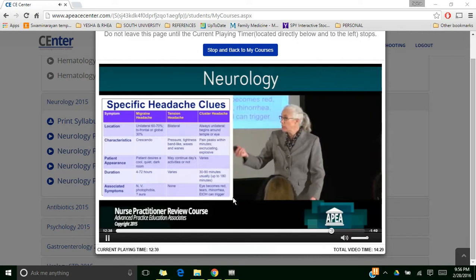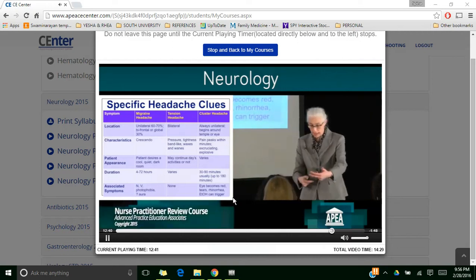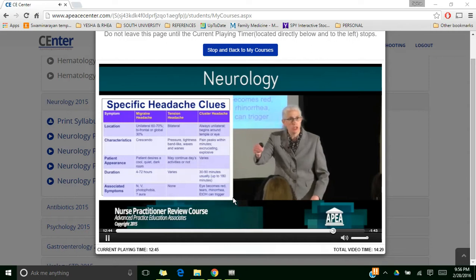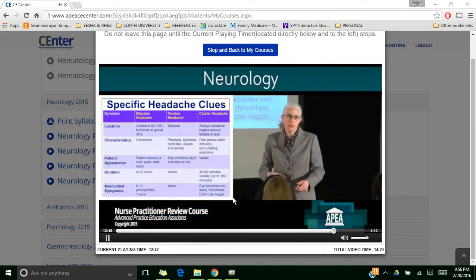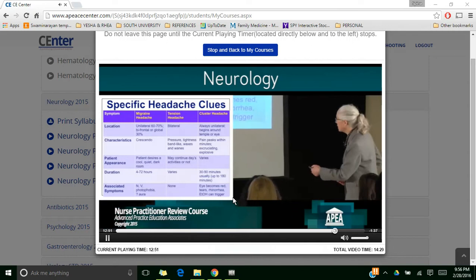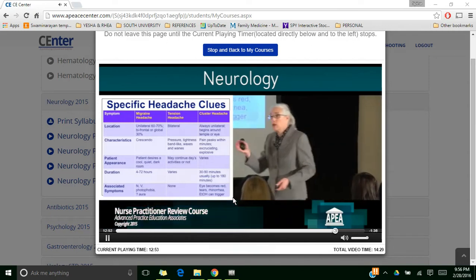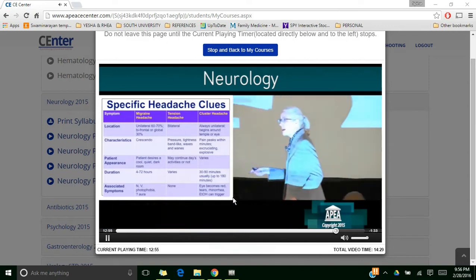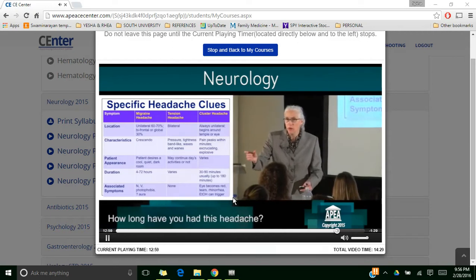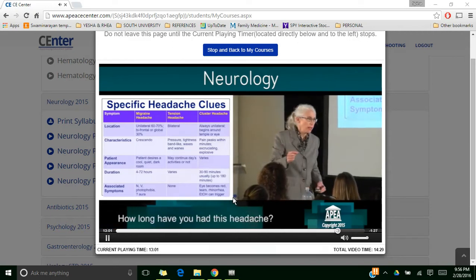Look at the 4th of the 5 things you need to get. This, to me, is one of the most important things I ask a patient about. How long have you had this headache? The classic migraine without medication intervention lasts between 4 and 72 hours. If the patient tells me, I've had this bad headache, it's been 8 or 10 days now. It's not terrible, but I just can't make it go away.